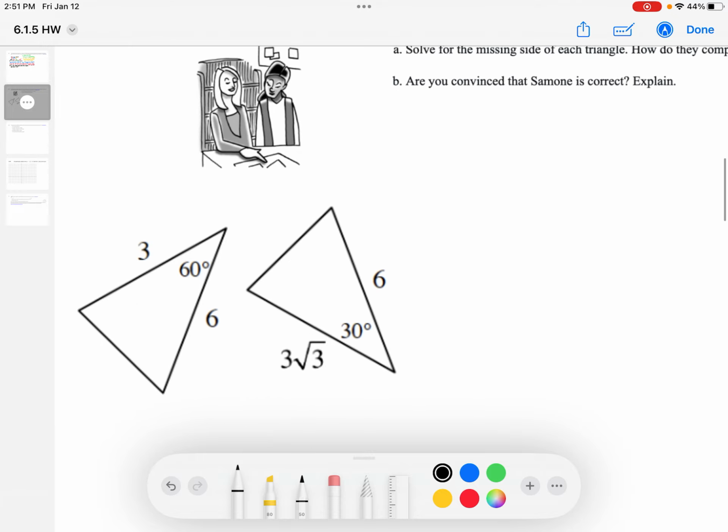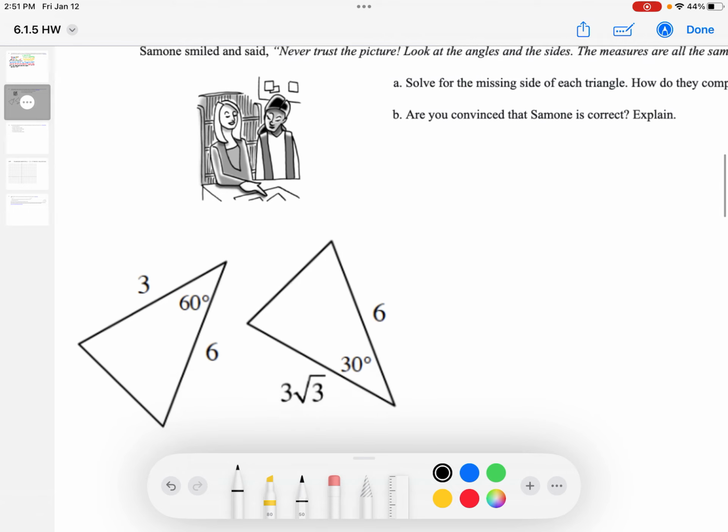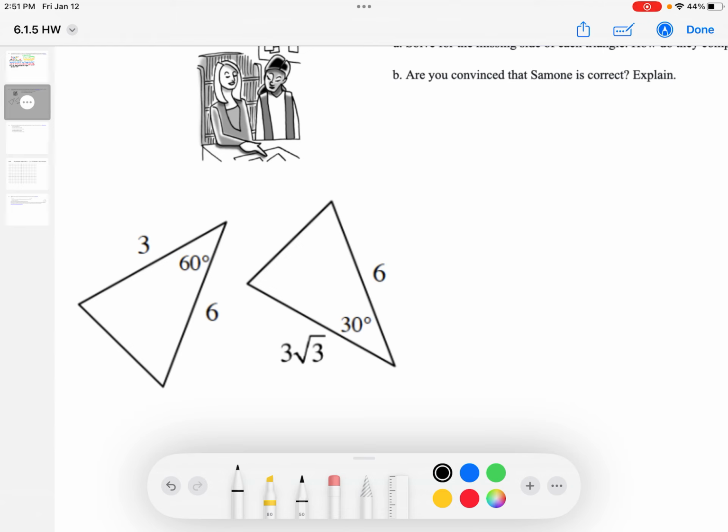How do they compare? All right, so I notice that, what do we know? We have two sides here. One is double the other, and this angle between them is 60 degrees. Okay, if we have that situation, if we have 3 times 2 is 6, and this angle between them is 60 degrees, can I find the third side?